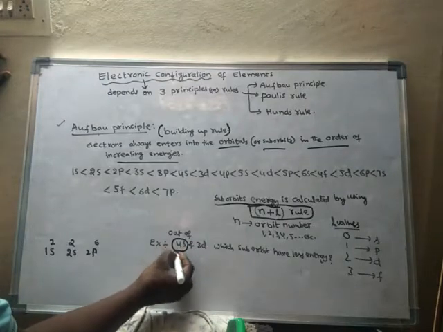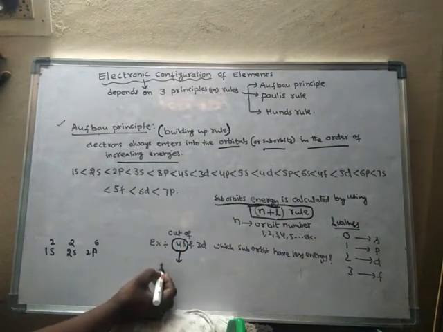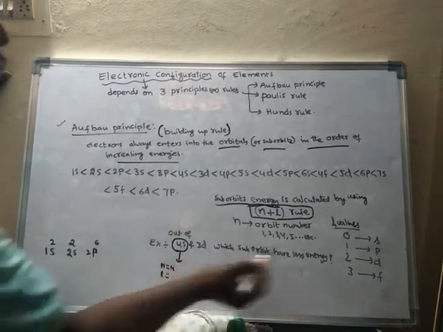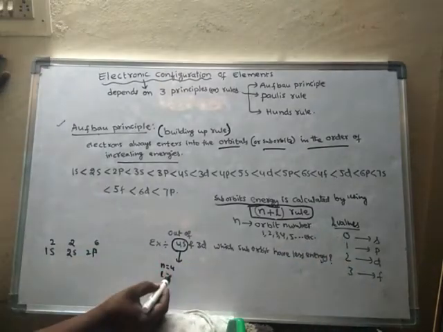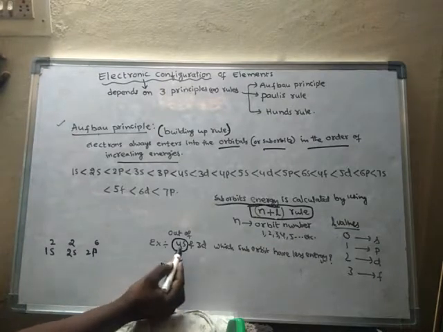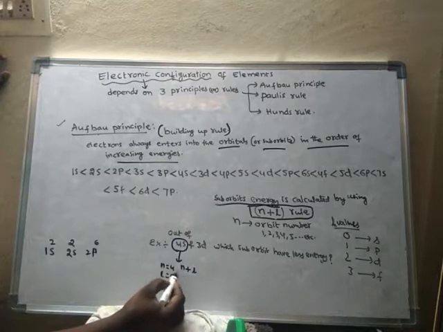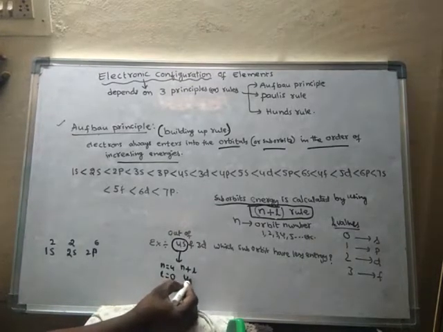So here, N plus L value for 4s. N is 4 and L is, for S, L value is 0. So N plus L for 4s is 4 plus 0. What is the value? It is 4.